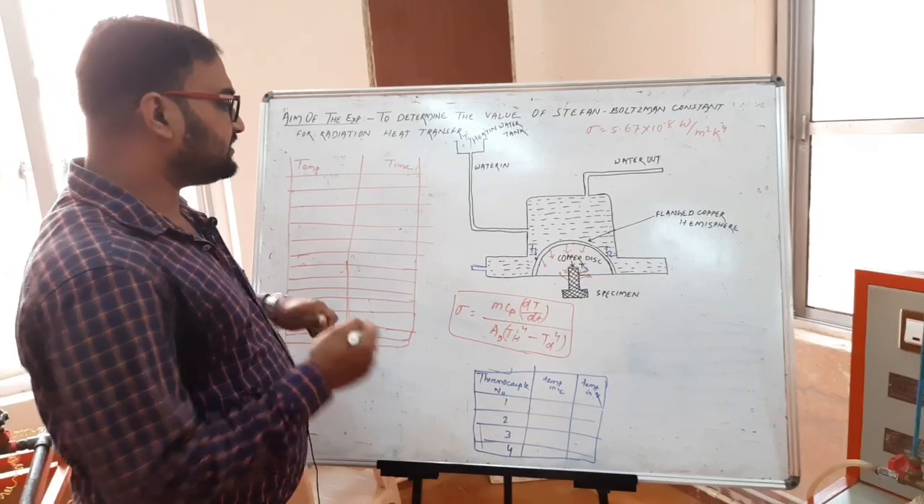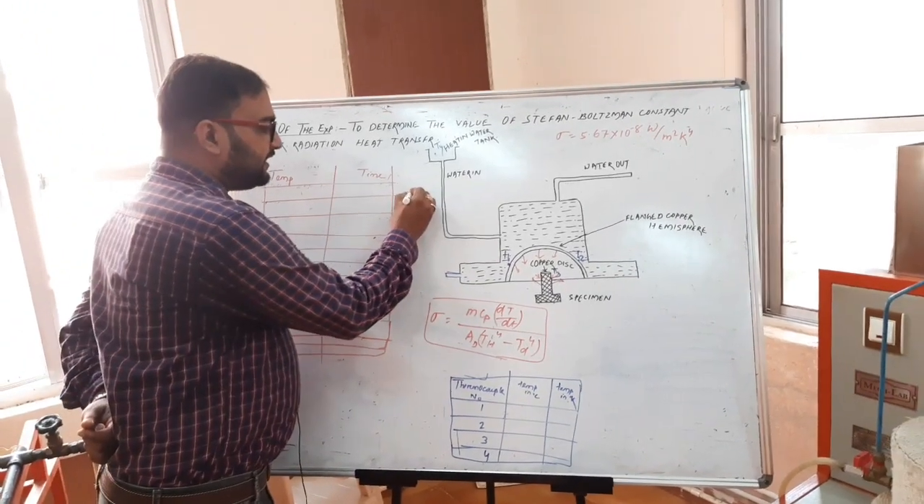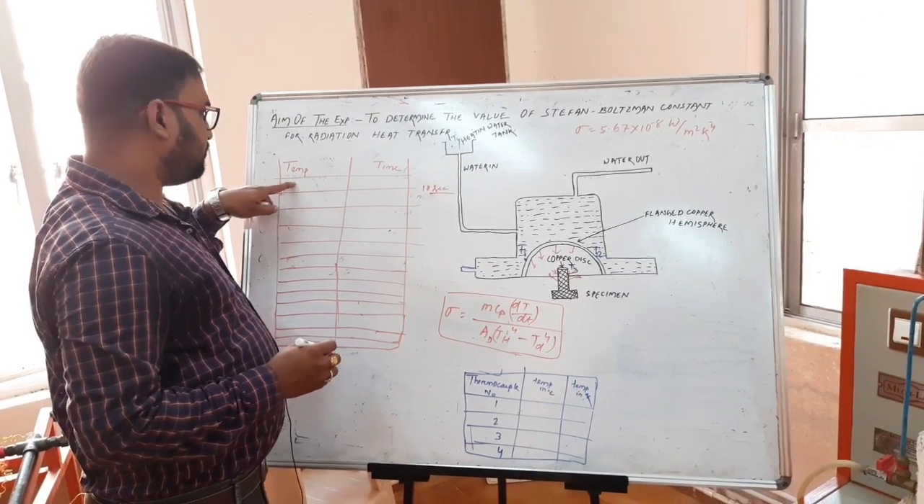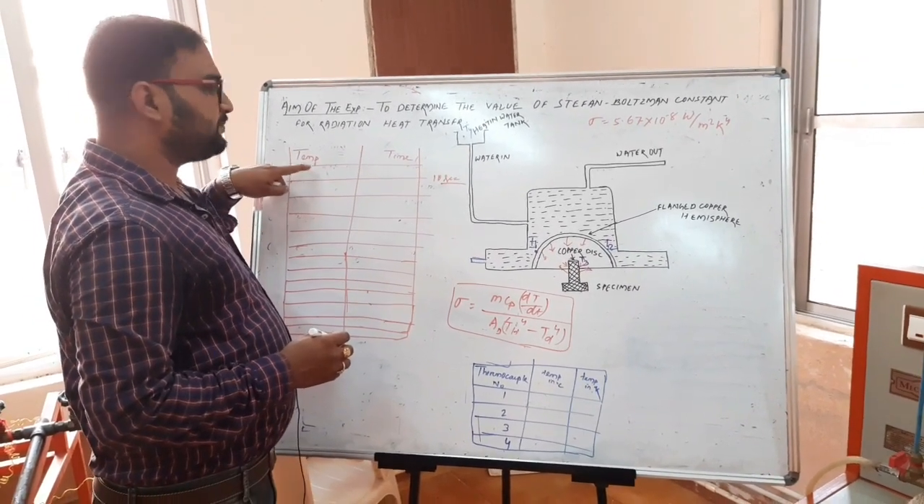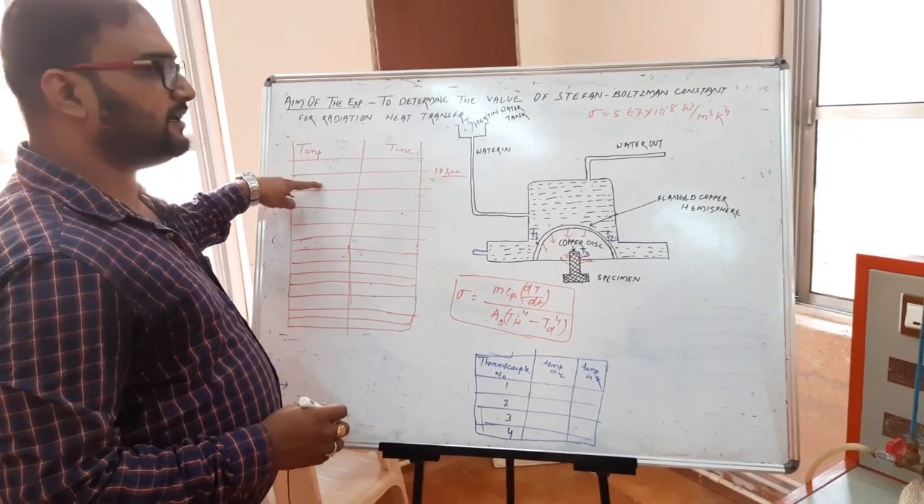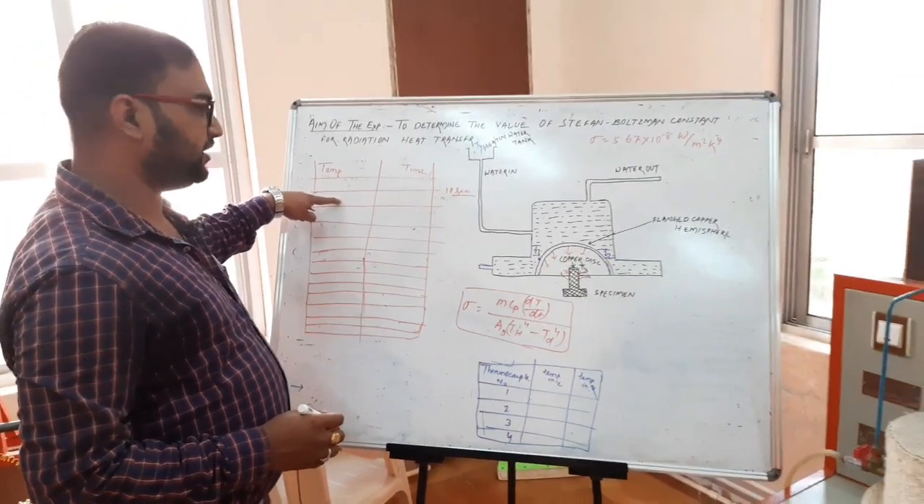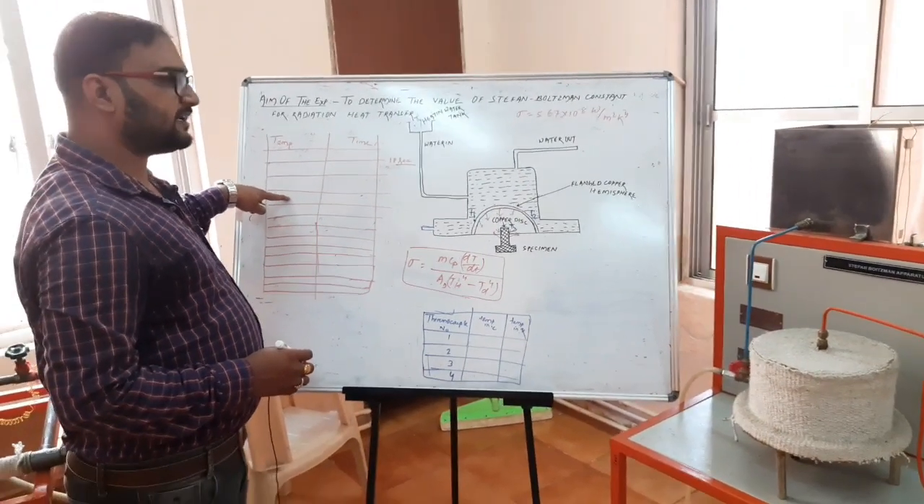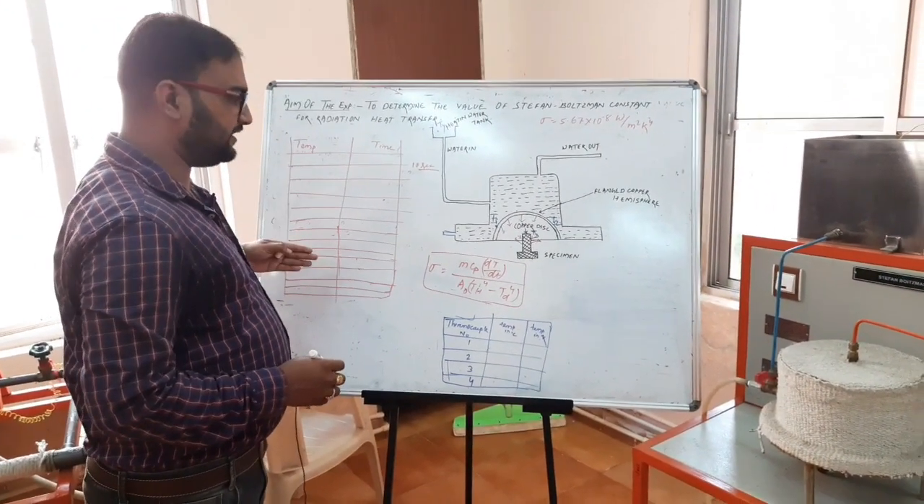That means at every 10-second interval, what will be the temperature? What will be the raised temperature? Suppose it is 30, then after 10 seconds it will be 40, after another 10 seconds it will be 45, after another 10 seconds it will be 47. Like that we have to record it.